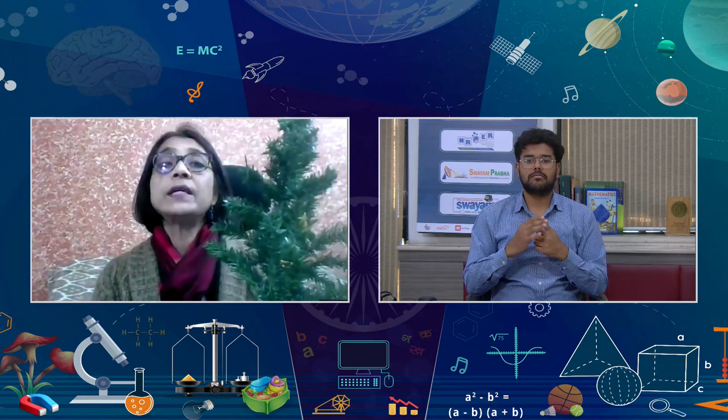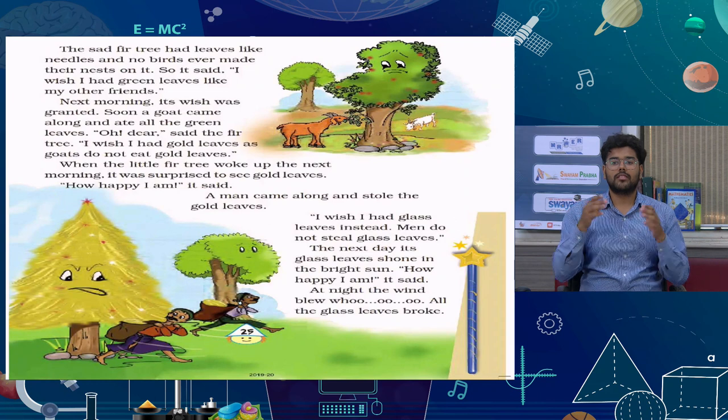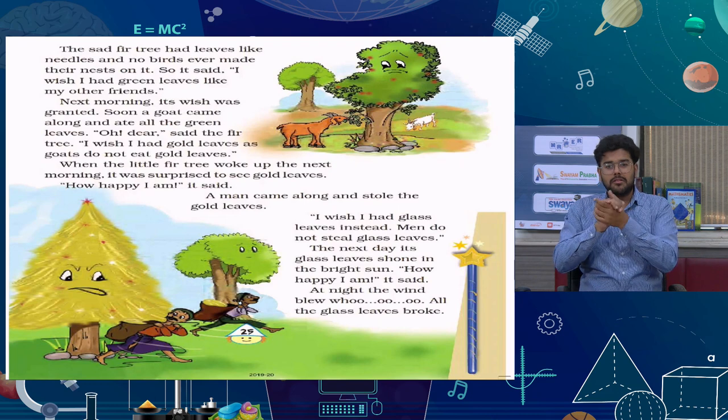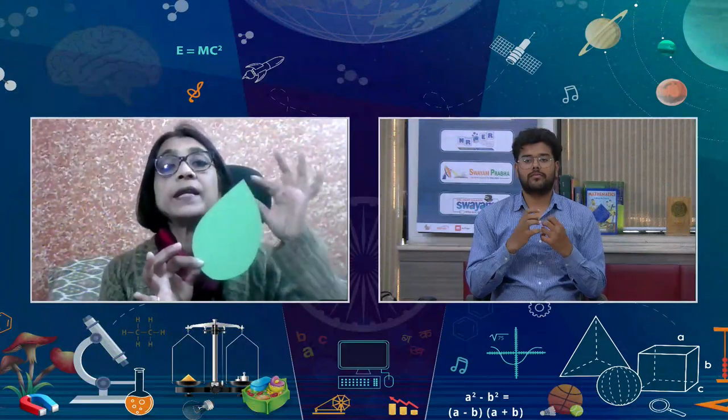तो फर ट्री had leaves like the needles, सुई की तरह चुभने वाले नीडल्स जैसे उसके पत्ते थे, तो चिड़िया इधर आके नेस्ट नहीं बना रहे थे तो he was very sad. So it said, I wish I had green leaves like my other friends. So fir tree ने बोला मुझे मेरे दूसरे दोस्तों की तरह ऐसे वाले पत्ते दे दो. Next morning, its wish was granted.